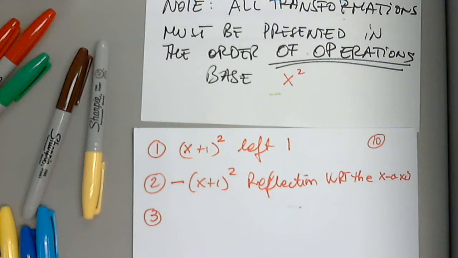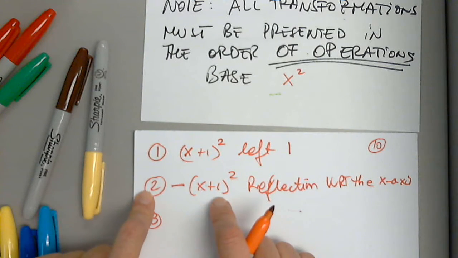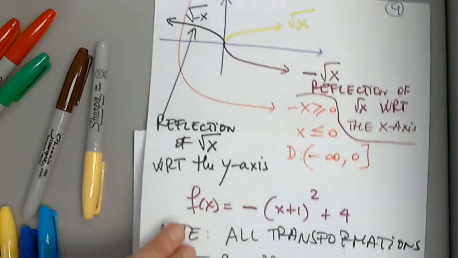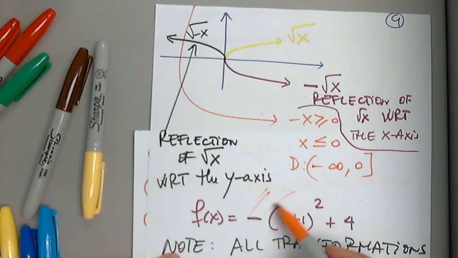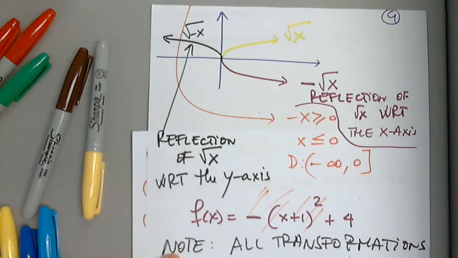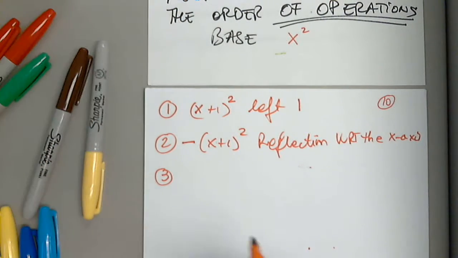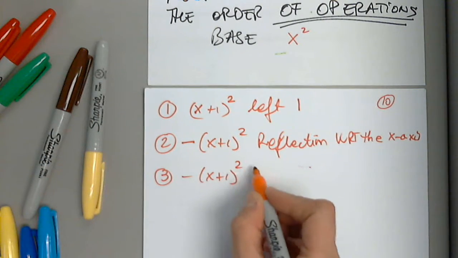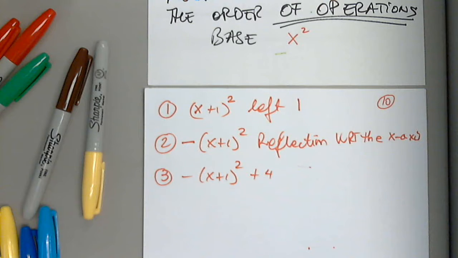Number 3 is a transformation on number 2. Let's go back to the function. This is done already. So now I have to write negative (x plus 1) squared plus 4. So what transformation is 3 on the function from 2? Upward. An upshift.